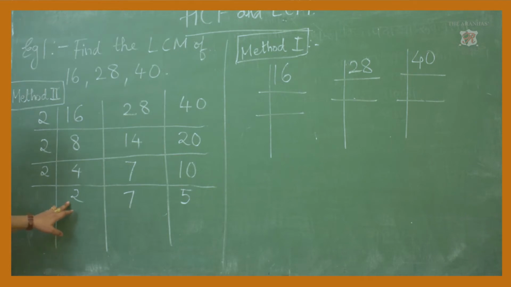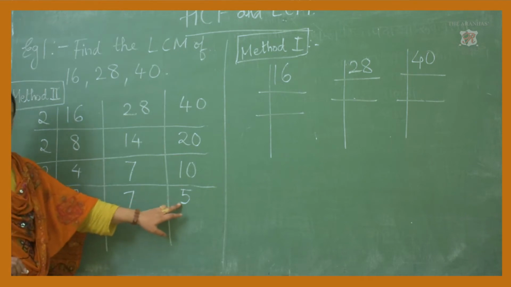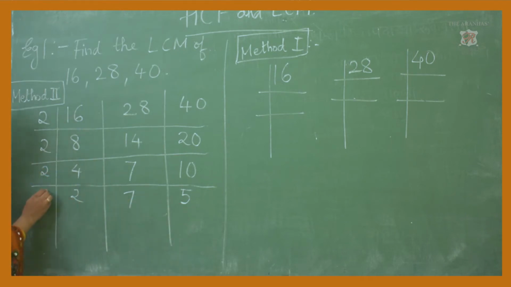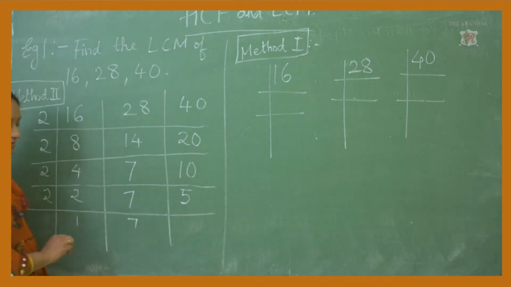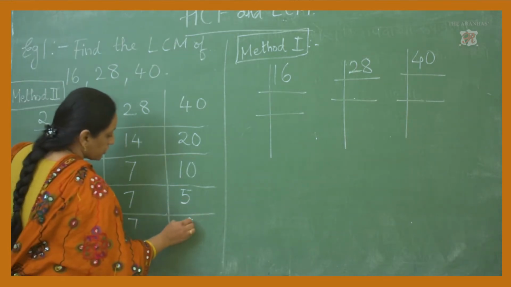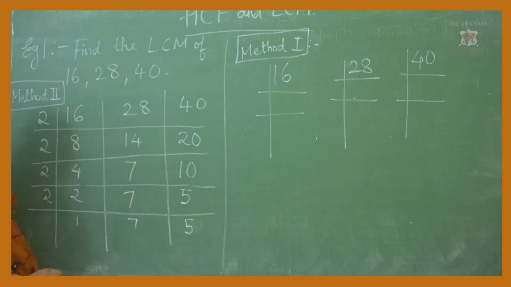Now the numbers are 2, 7, 5. So 2, you will divide by 2 first. Start with 2. Again, 2 ones are 2. Now 7 is not coming into the table, so 7 will remain 7. 5 is not coming, 5 will remain 5.